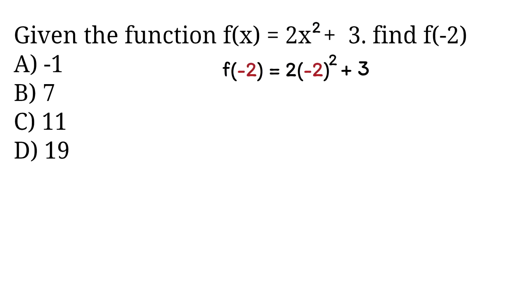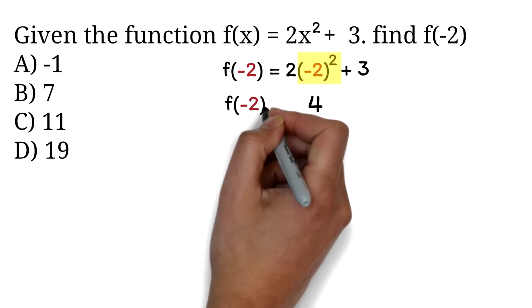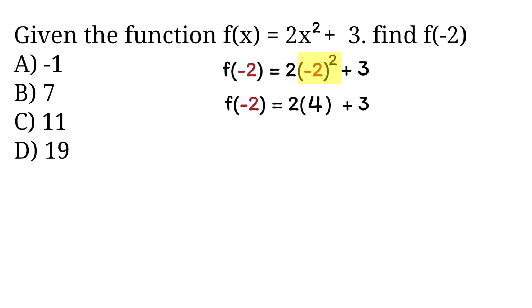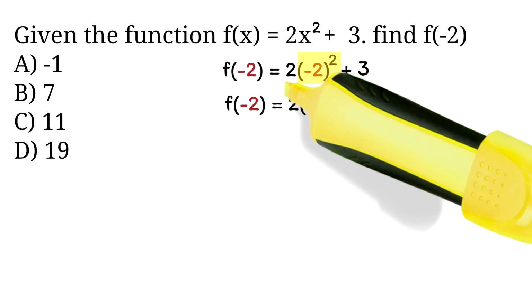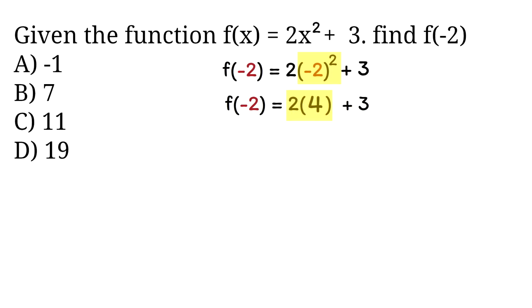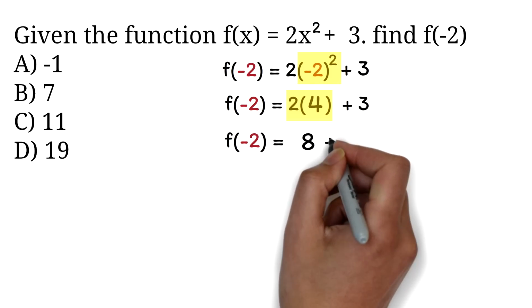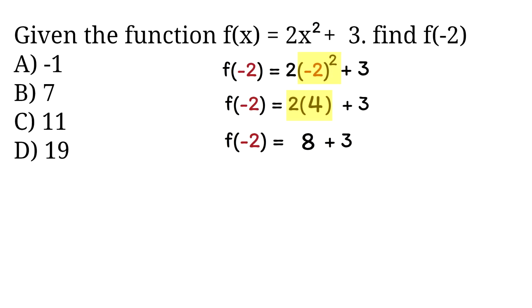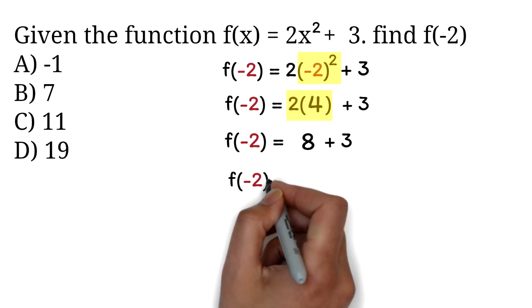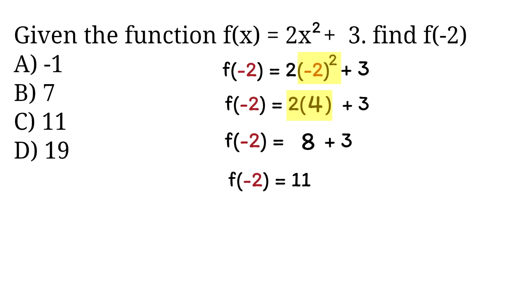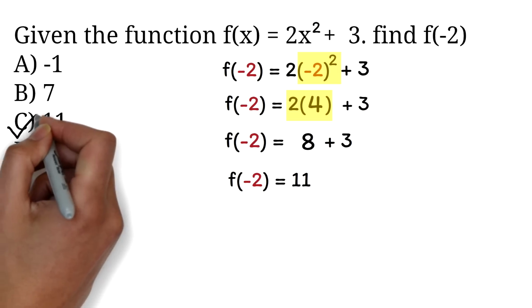From the order of operations, we will have to do the negative 2 squared first. Negative 2 squared is 4. So we have f of negative 2 equals 2 times 4 plus 3. Next, we will do the multiplication by 2. 2 times 4 is 8. So we have f of negative 2 equals 8 plus 3. Then finally we will add 8 to 3. This will give 11 as our answer. So the correct answer is C.